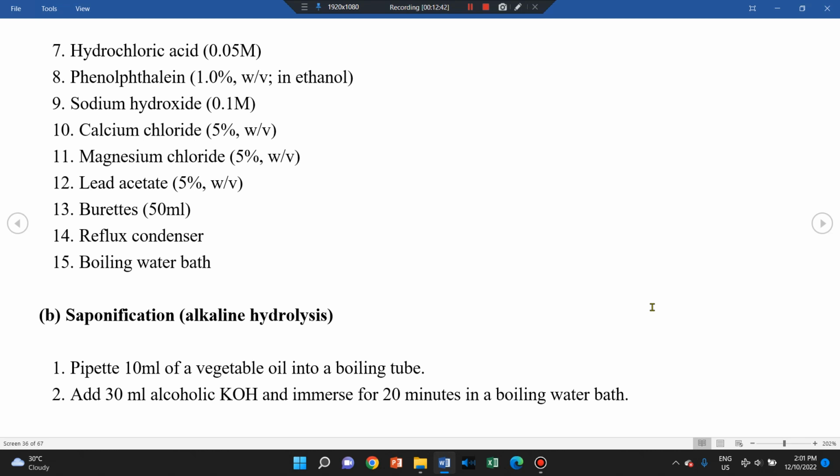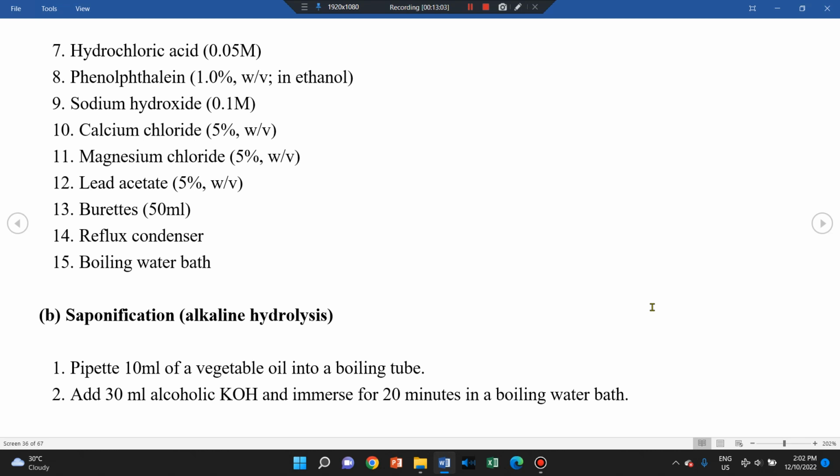Okay. And then reflux condenser, if you do not know how it looks like, I suggest you Google or find a YouTube video on this reflux condenser. Okay, but I will explain a bit on that as we progress through the experiments.